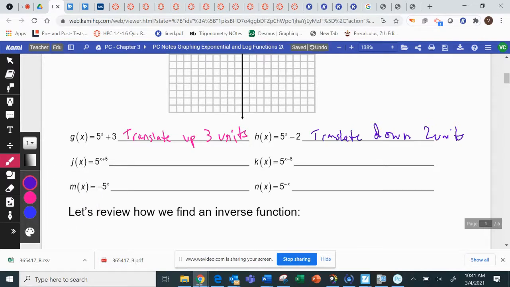All right, harder one. 5 to the x plus 5. So this time the plus 5 is inside of the exponent. If it's inside of the exponent, if it's part of the exponent, it's part of the exponential function. Caitlin, do you know what is going to happen to that?